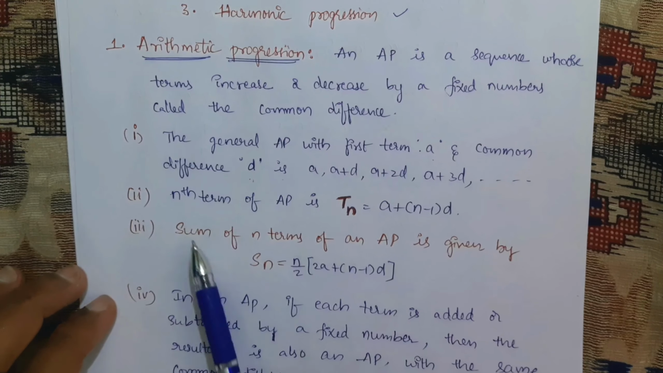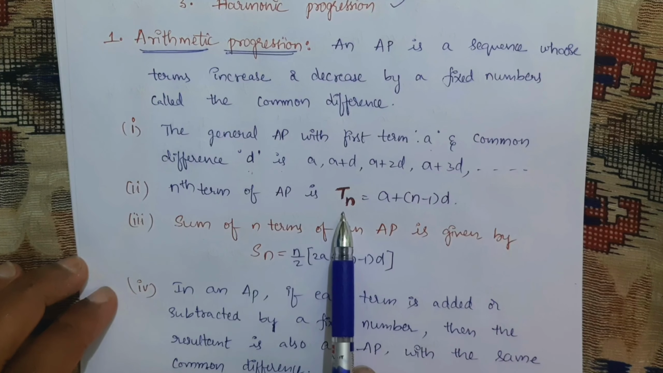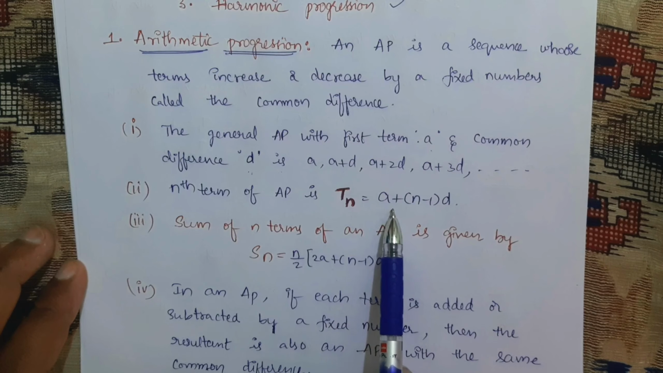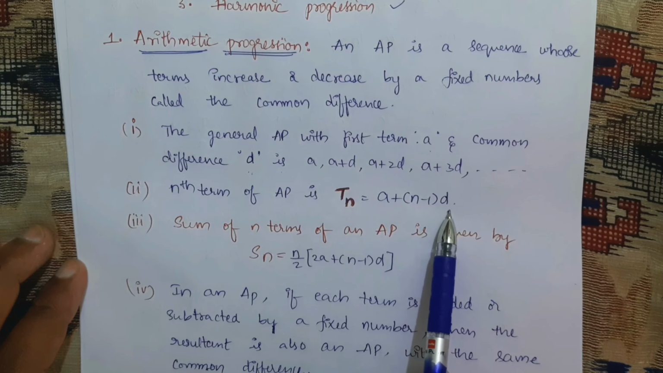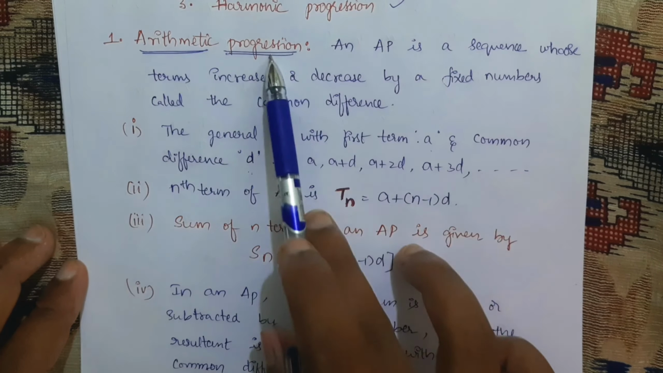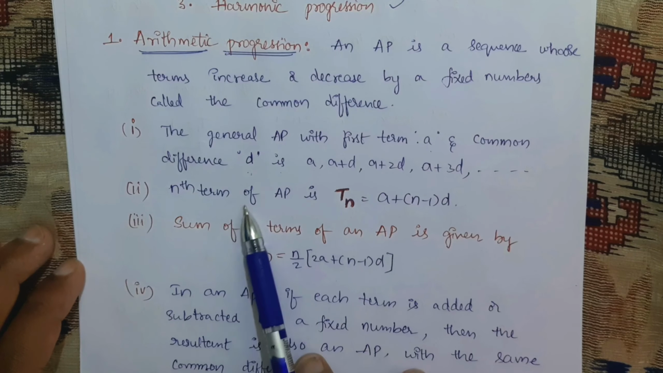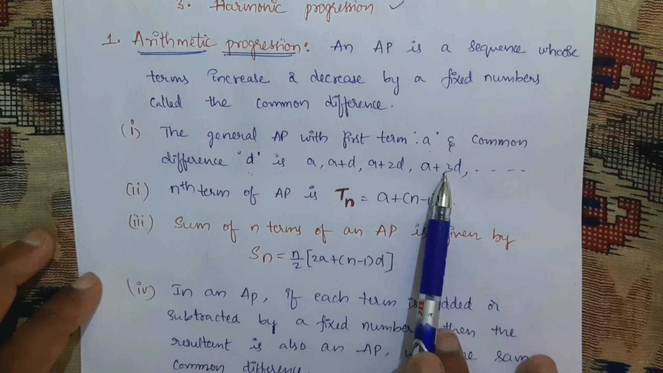Here the nth term of an AP is represented by Tn, which is equal to a plus (n minus 1) into d. This is only for an arithmetic progression, to find the nth term if they give a series like this.